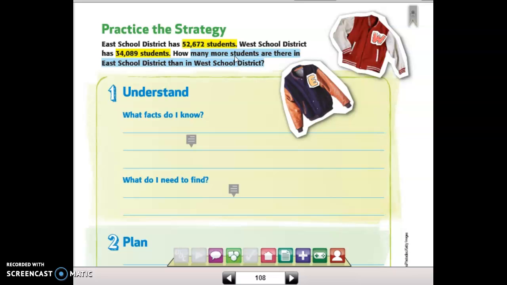So I've highlighted what we know and what we need to find with different colors, but they have room here for us to write it out. East School District has 52,672 students, and West School District has 34,089 students. That is what facts we know from the problem. What do I need to find? How many more students are there in East School District than in West School District?